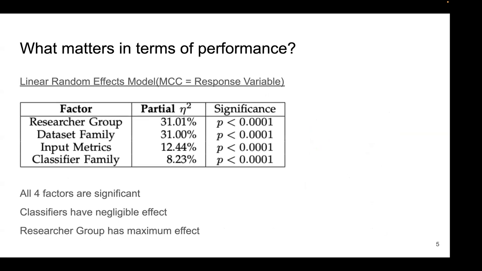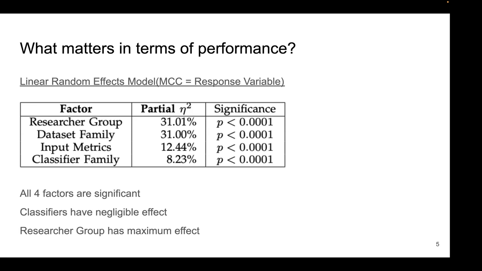So then they wanted to figure out what exactly matters when looking at performance, and what the contributing factors are that affect the performance of these models. They first look at each of the four factors, that is the research group, data set, input metrics, and classifier family, separately, and see what effect they have on MCC. And they firstly found that all four factors were in fact significant.